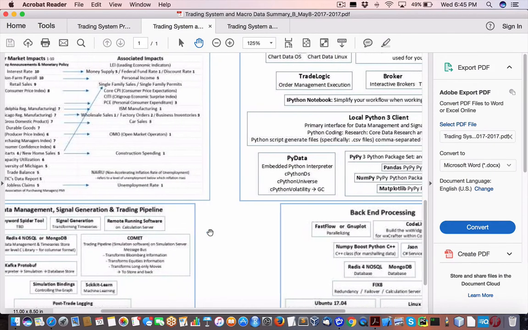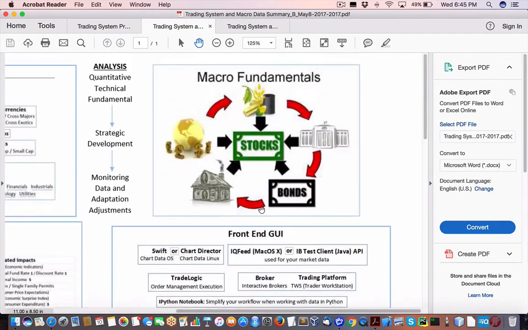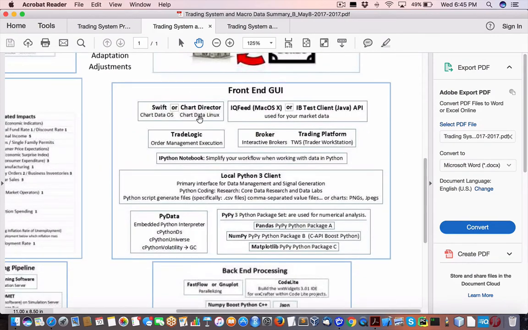Remote running software, I guess it's the same as a cloud solution. And then he goes into more of the front-end GUI stuff using Swift or Chart Director that I've identified for charting. For me, I'd probably go with iOS, which is obviously driven by Swift for Mac. As you can tell, I'm not really talking a lot about Windows, and you probably know why.